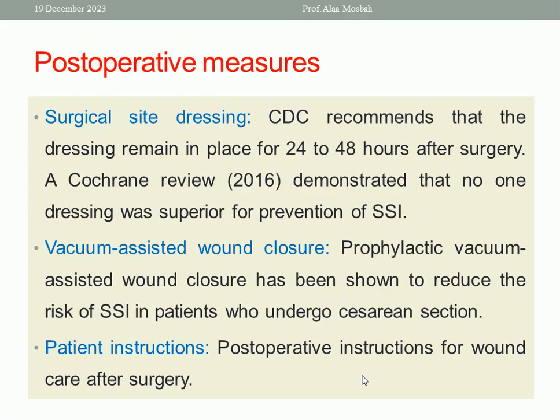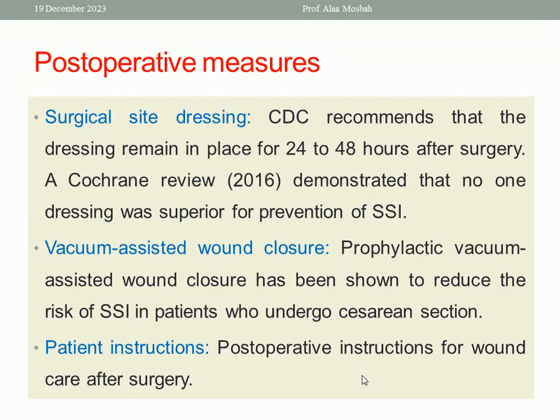What about post-operative measures? Surgical site dressing. CDC recommends that dressing remain in place for 24 up to 48 hours after surgery. From 24 to 48 hours after surgery. Okay? The Cochrane Review 2016 demonstrated that no one dressing was superior for prevention of surgical site infection.